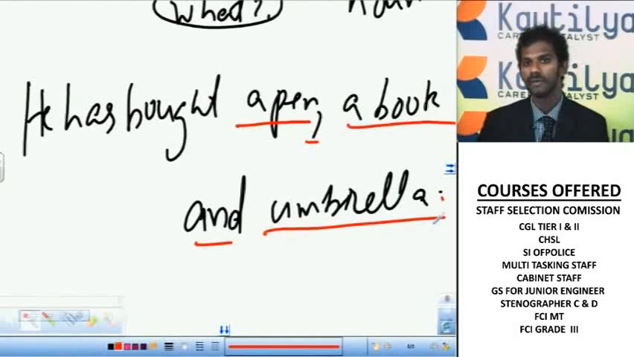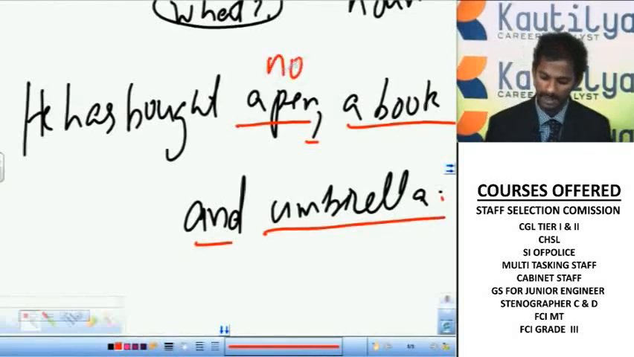Clear? Now we have to look for part of speech. If the ideas are single words, look for the parts of speech as well. The part of speech of all the ideas in a sentence must be the same. Right? Pen is what part of speech? Pen is a noun.